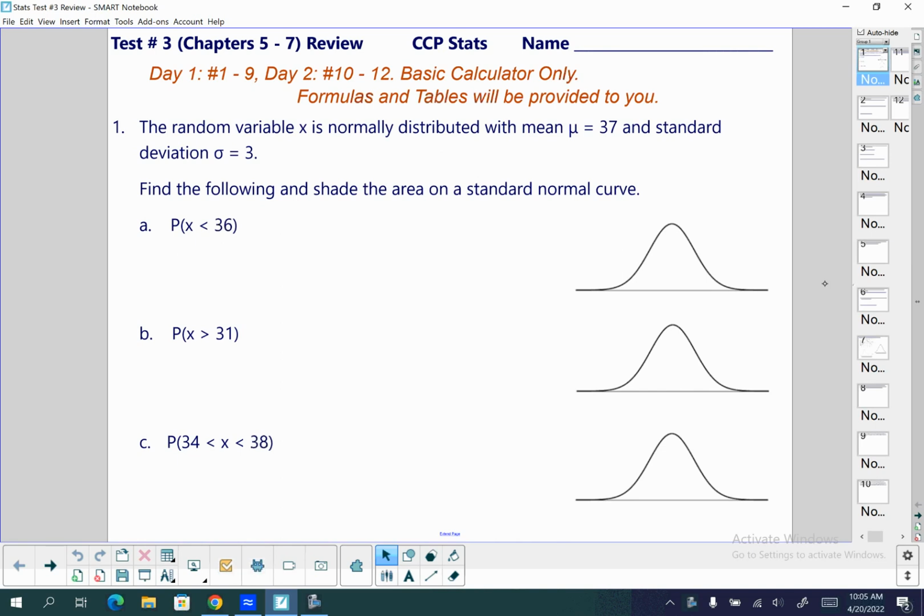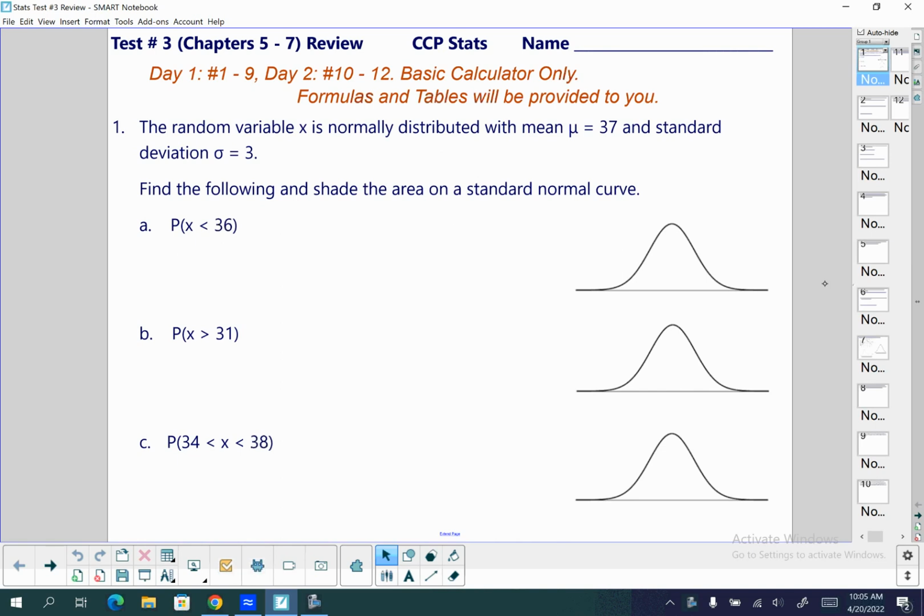And then day 2, there's only going to be 3 problems, but all 3 of those problems are going to be full hypothesis tests from start to finish. So those are a little bit longer, where you have to write the hypothesis and draw the sketch and do the z-score or t-test and make a decision whether to reject or not reject.